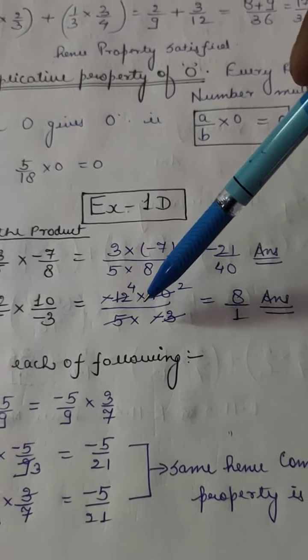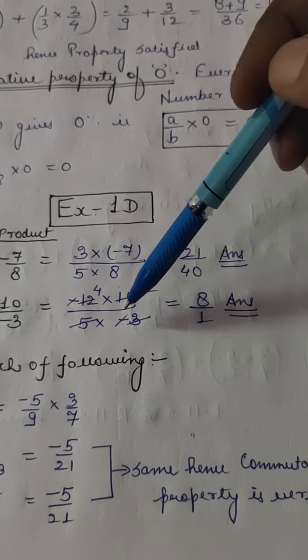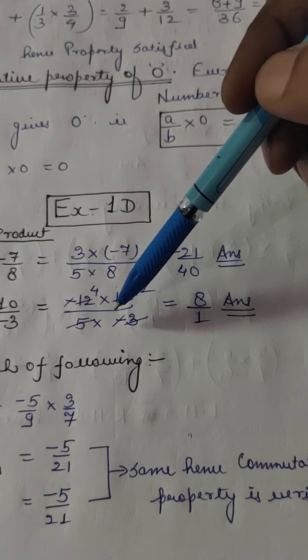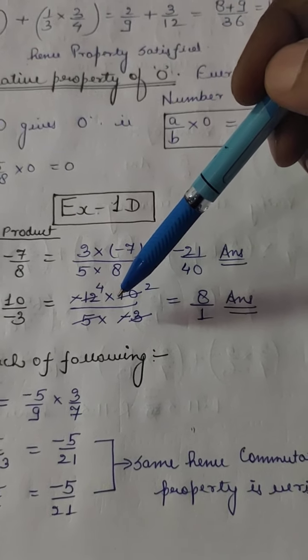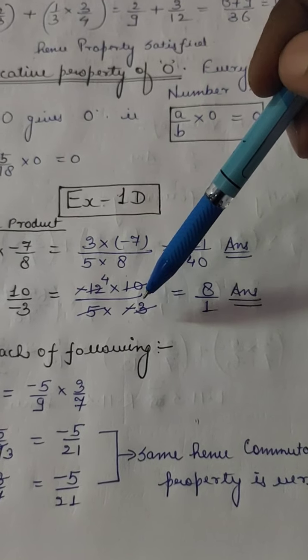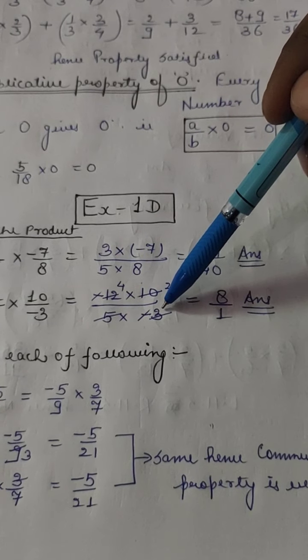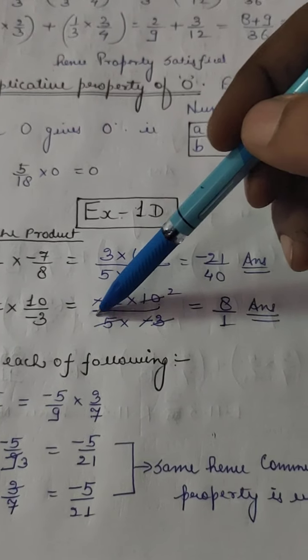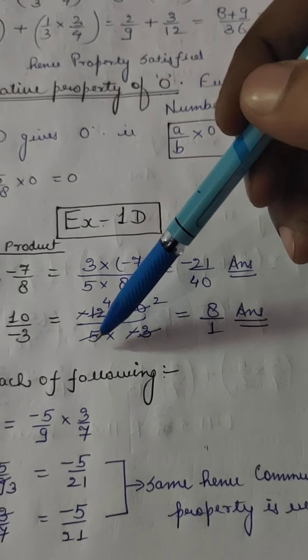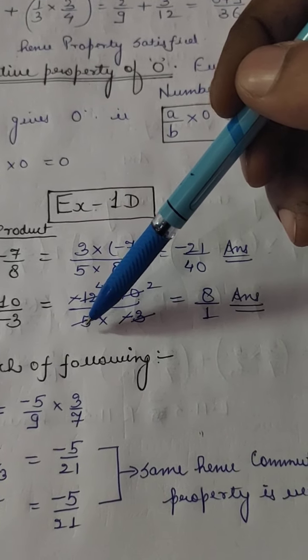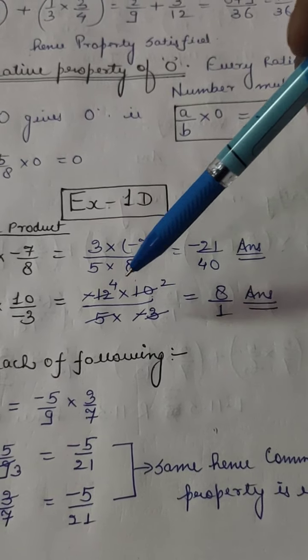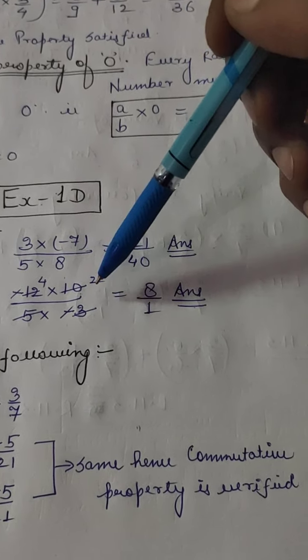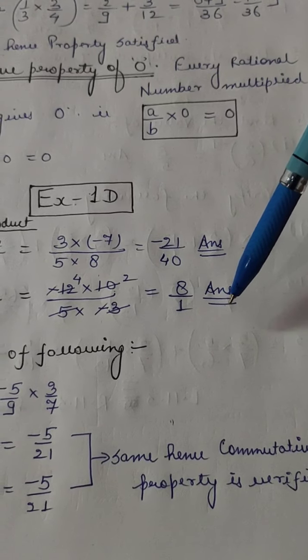So see here, whatever terms can be cancelled out, you should first try to cancel those terms. For example, 12 is cancelled by 3, 3 4s are 12, and the minus signs are cancelled, and also 10 can be cancelled by 5, 5 2s are 10. So what is the result? 4 into 2, 8. 8 upon 1 is the required answer.